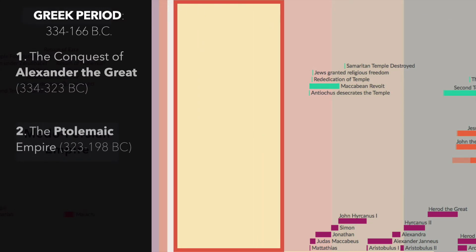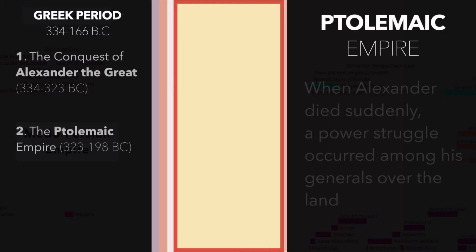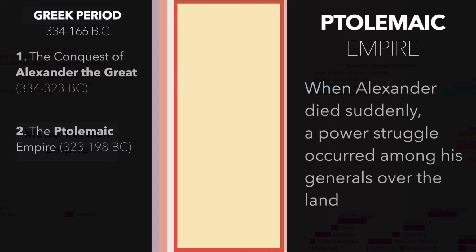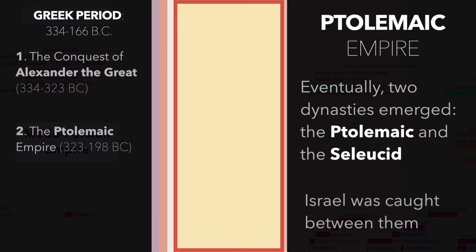The second part of the Greek period is what's known as the Ptolemaic Empire. And this went from 323 to 198 BC. So here's what happened. When Alexander suddenly died at the age of 33, and we don't really know exactly why, a power struggle emerged among his generals over the vast amount of land that he had conquered. And what happened was that eventually two dynasties emerged, and they were called the Ptolemaic dynasty and the Seleucid dynasty, or the Ptolemaic Empire and the Seleucid Empire. And what's interesting is that Israel, or Palestine, was caught right in between them.